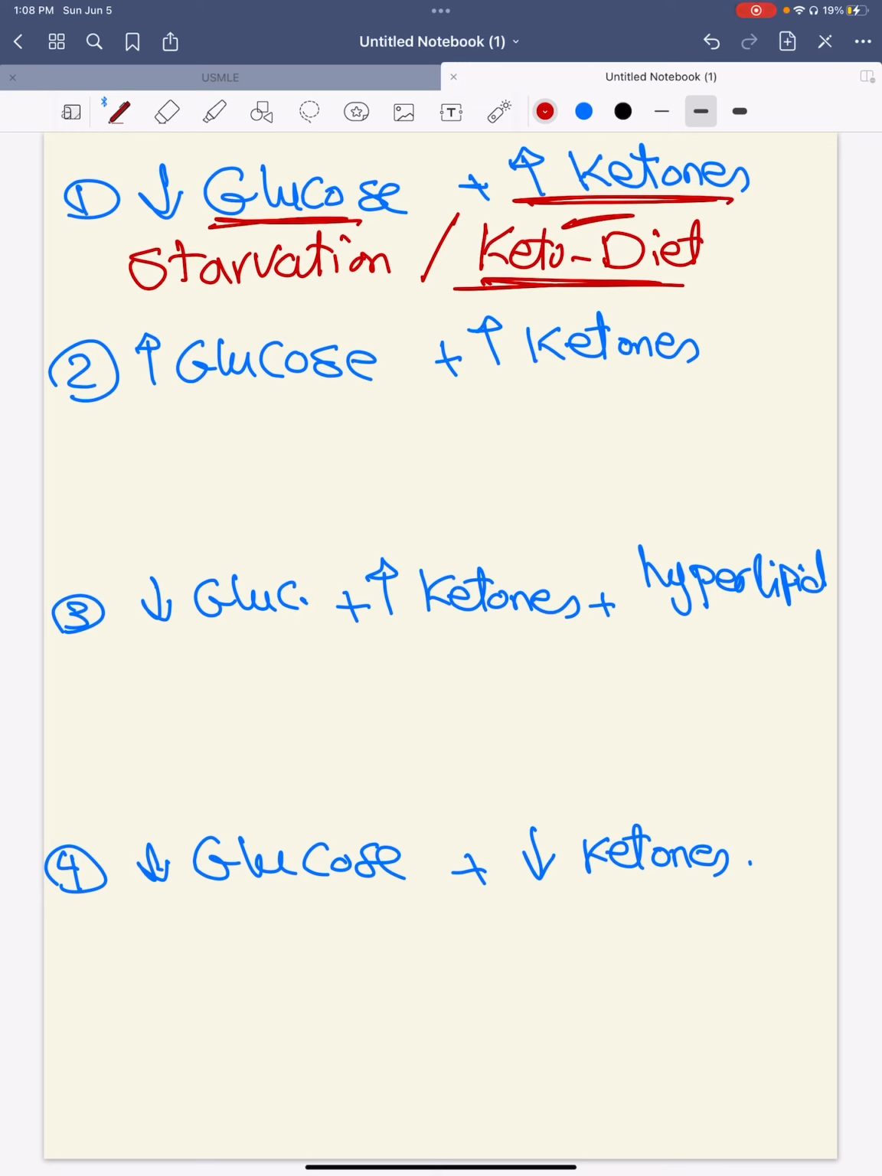Next, you have high glucose and high ketones.